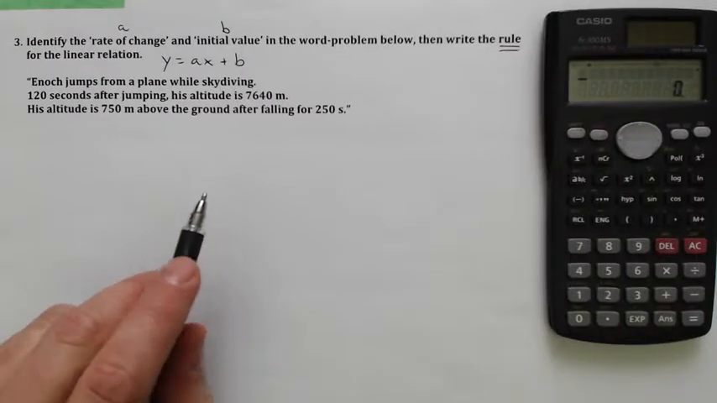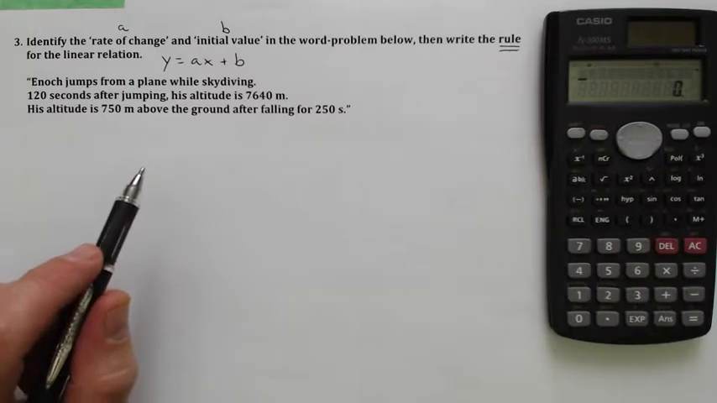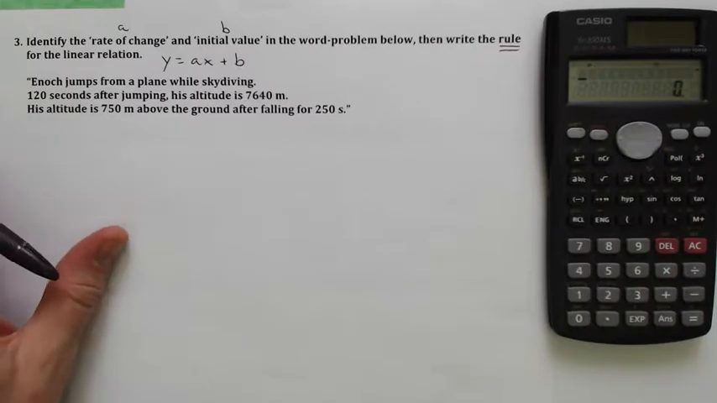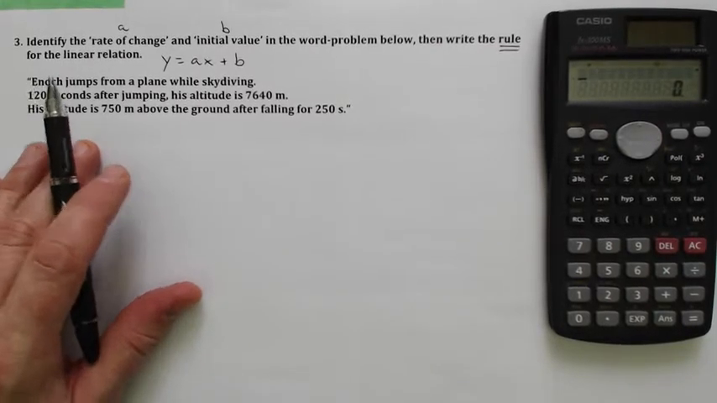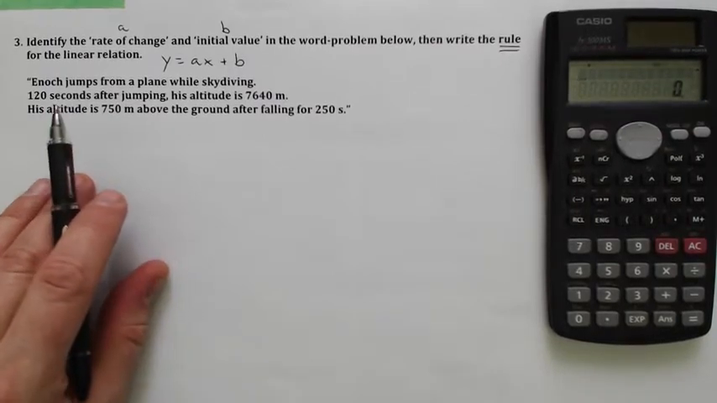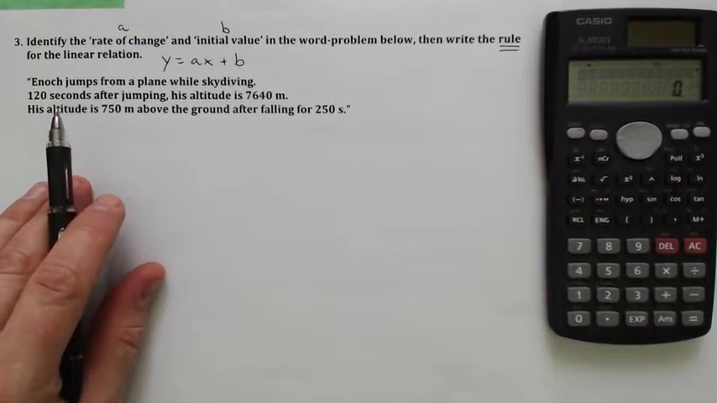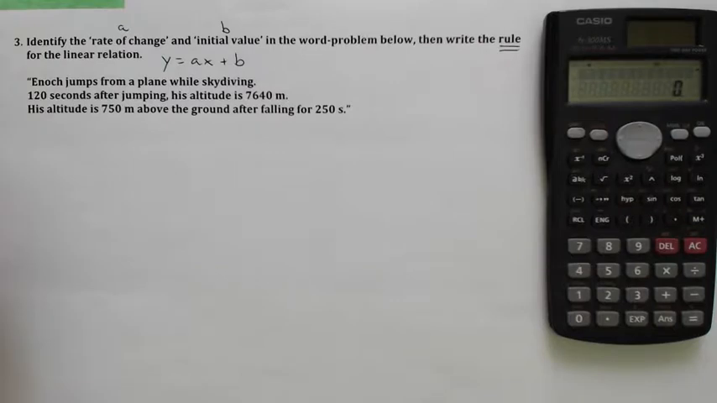Now, in the first problem, we had 2 points that were given to us on a graph. And in the second problem, they told us the slope and an initial value. This is a slightly different version. It's actually a little bit more like the first one. Let's have a read and I'll show you.